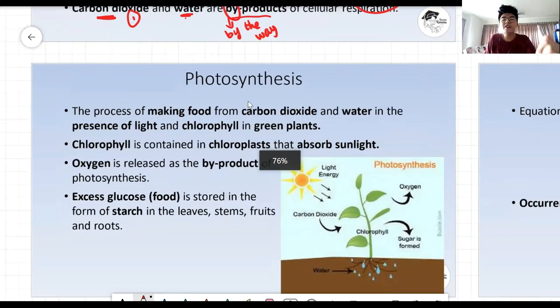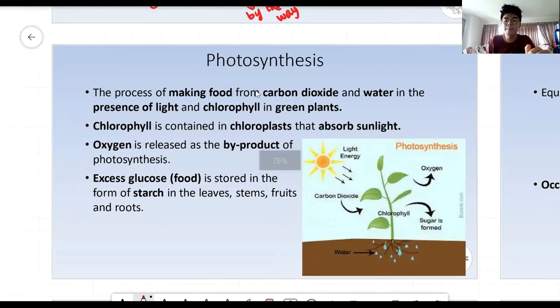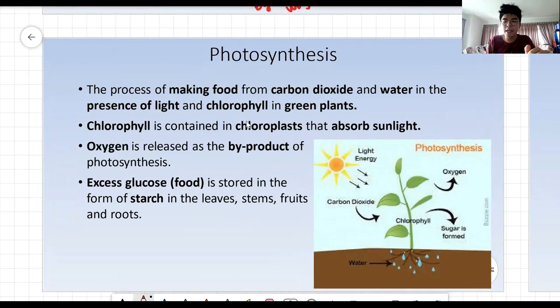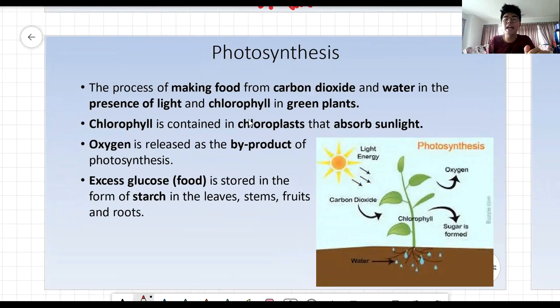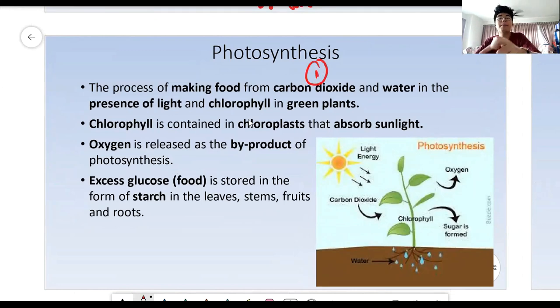Photosynthesis is the process of making food. Dia menghasilkan makanan, making food from the carbon dioxide and the water in the presence of sunlight and chlorophyll in green plants. So, to produce the food, what do you need? You need the carbon dioxide. Carbon dioxide coming from where? Coming from the atmosphere. When humans or other living things use oxygen and release carbon dioxide, the plant will be able to absorb the carbon dioxide. And then water coming from where? Water coming from the rain, or you go and water your plants.